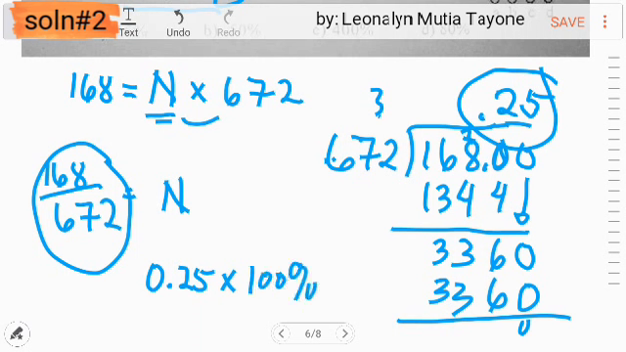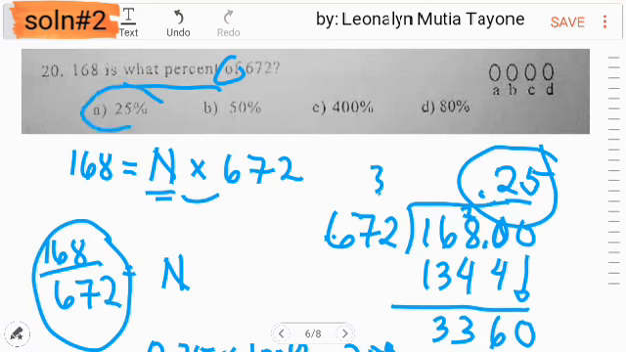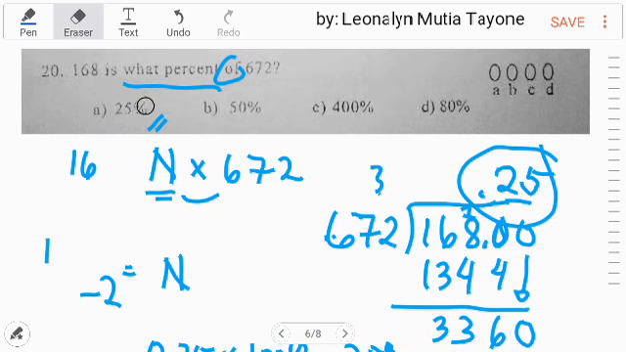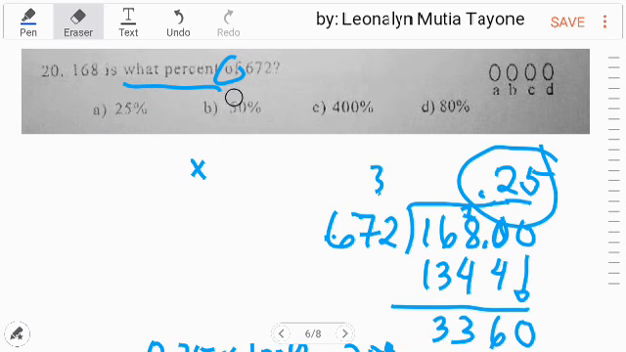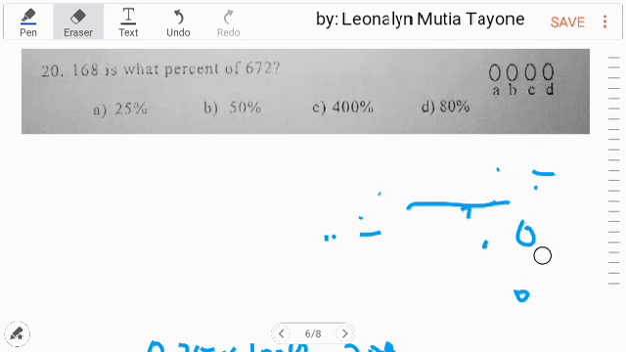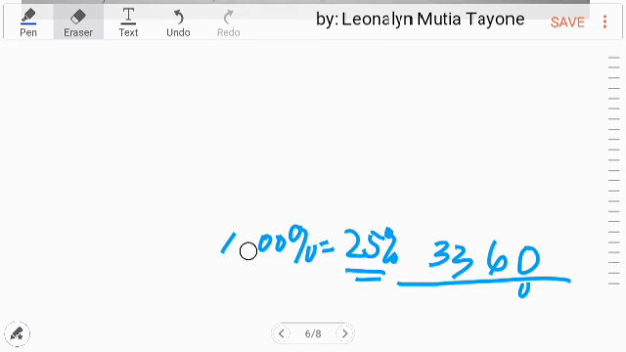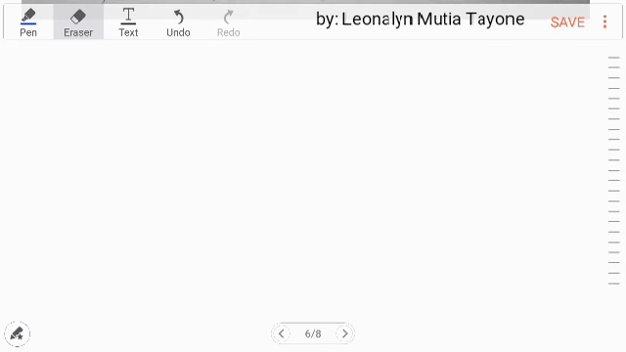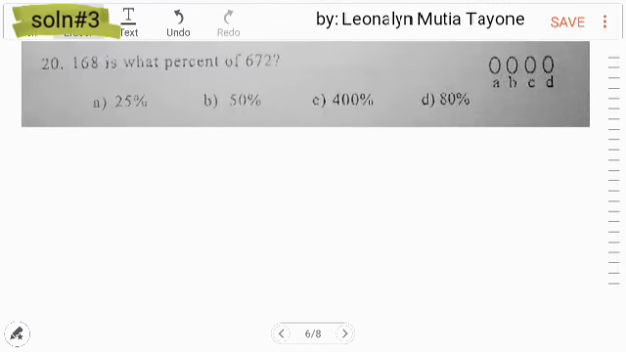100%. Para magkaroon siya ng percent sign, para maging percentage siya, 0.25 times 100%, and that is 25%. So, ang sagot dito ay letter A, 25%. Para mas lalo lang maintindihan sa iba pang nalilito pa rin ito, although mas gusto ko itong ganitong solution. So, but still, we will do solution number 3 using the formula.